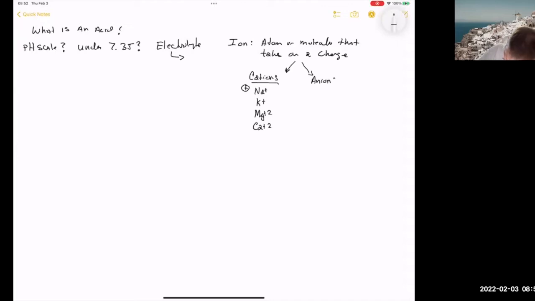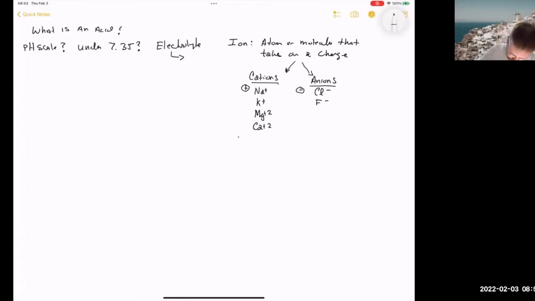Anions are negatively charged atoms or molecules. For example, when chlorine becomes chloride because it accepts an electron, right? That would be an example of an anion. When fluorine becomes fluoride, that would be an example of an anion. All right.